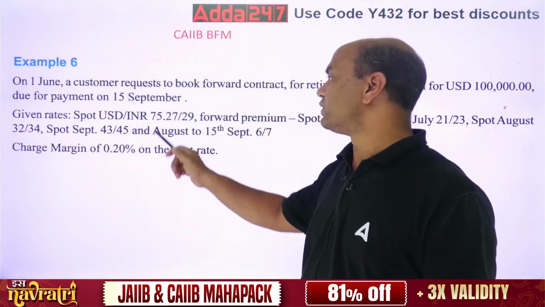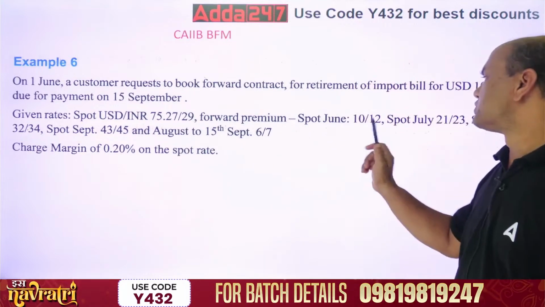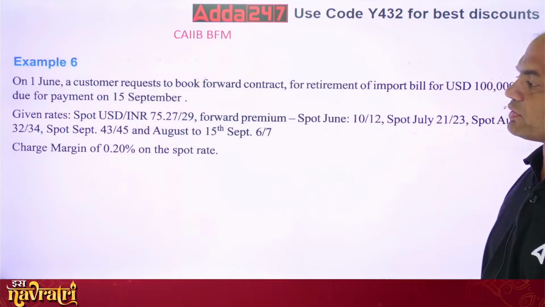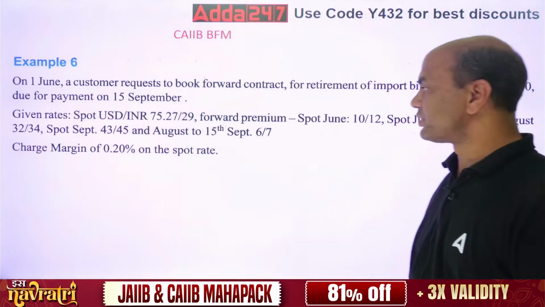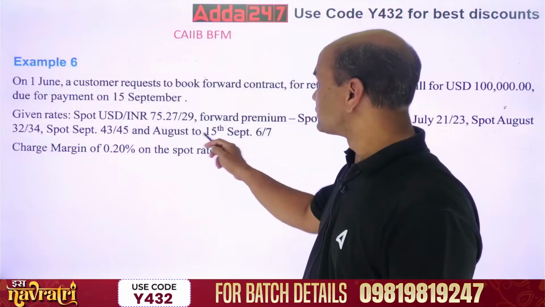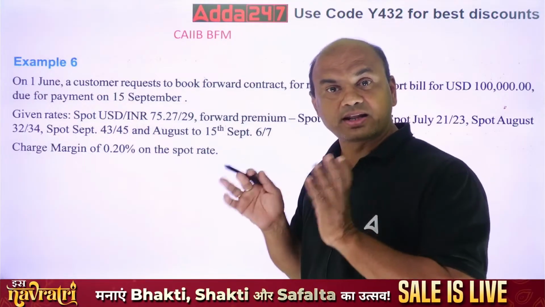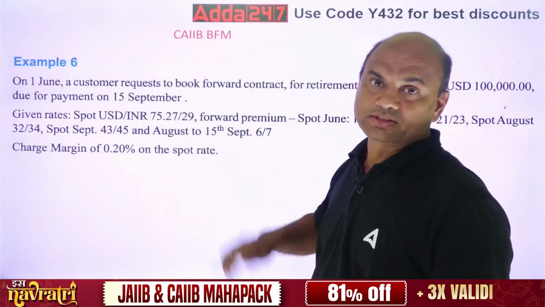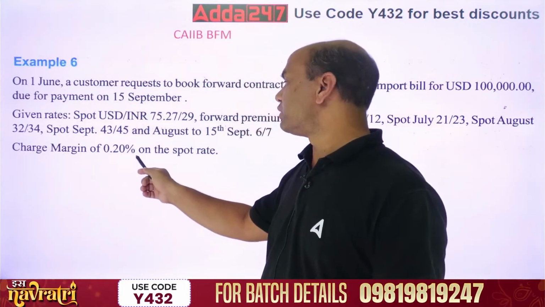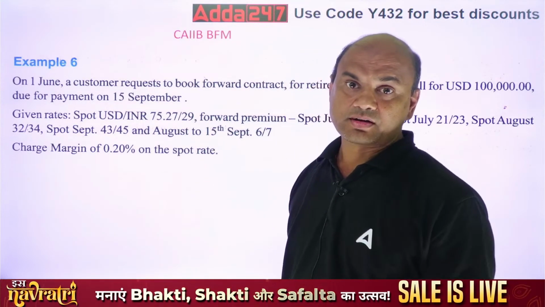Given spot rates are USD INR is 75.27-29. Forward premium is given as spot June 10-12, July 28-23, August 32-34, September 43-45, August to September. Now this is a bit tricky part. August to September means 15 September. It is 6-7. So for that 15 days also the forward points are given. Plus one more point, check this. Charge margin of 0.2% on the spot rate. Kindly remember. Try to solve this problem.